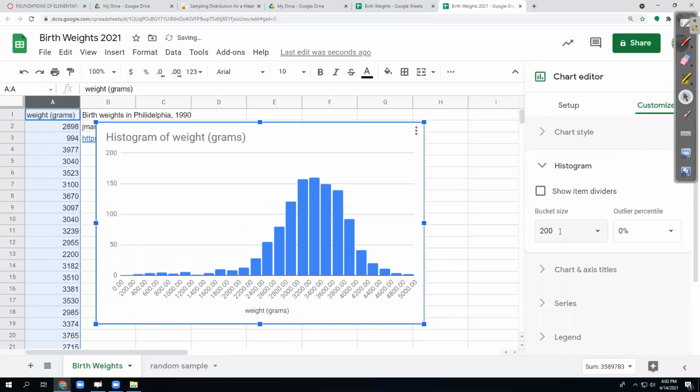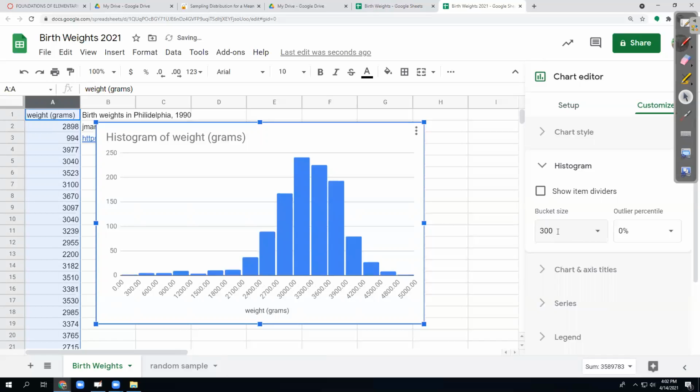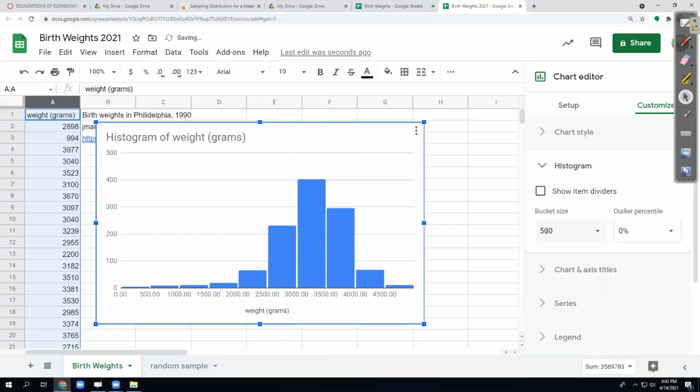200, that's still a lot. There's no best histogram, remember, there's just different histograms. 300. I think I'm actually going to use 500 because it's a nice number. That's not too few. Now let's go with 500. I like that one. And again, there's no best histogram.